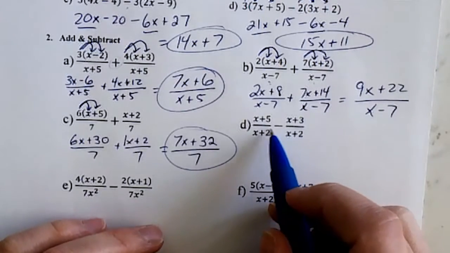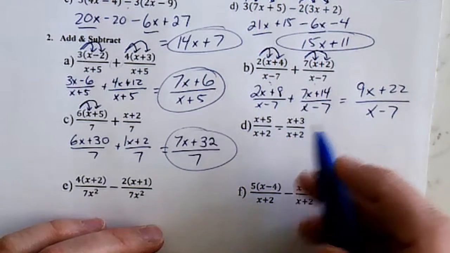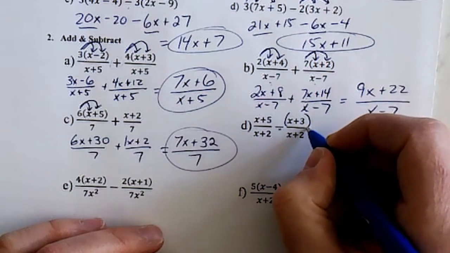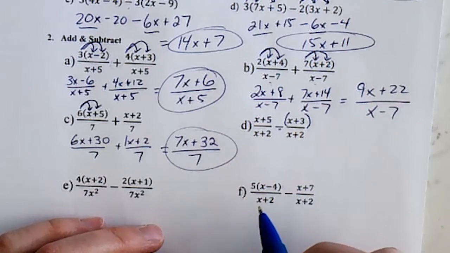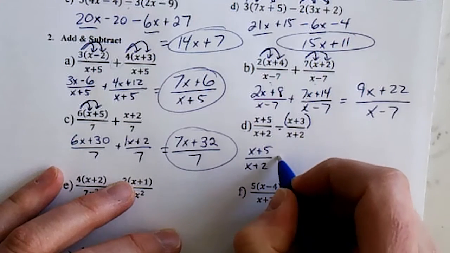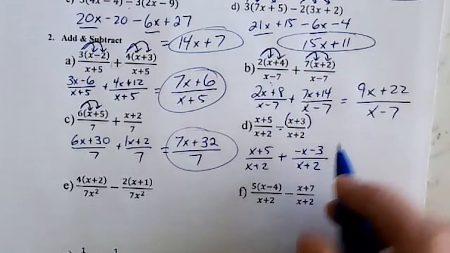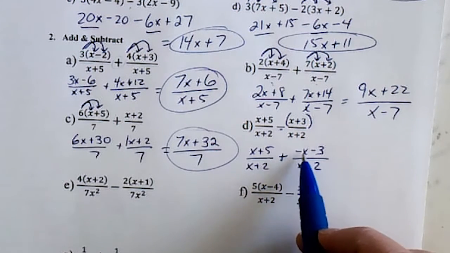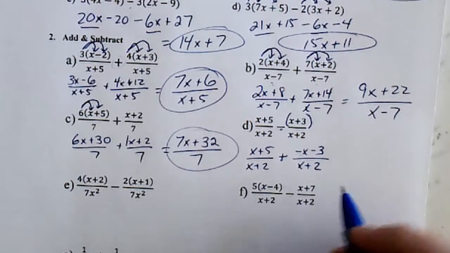Now this one has no brackets, so I don't have to expand, but be careful with this negative sign. If I put brackets around this, this is subtracting the x and subtracting the 3. So if I expand this one, see how I changed it to a plus sign, but these become negative. It's minus x and minus 3. We're subtracting both.